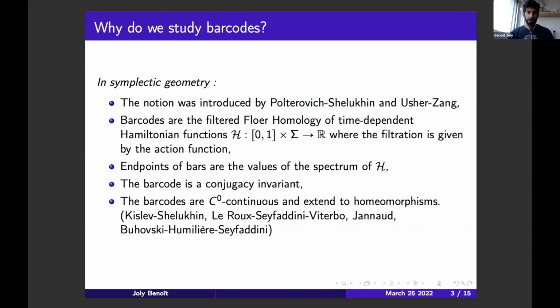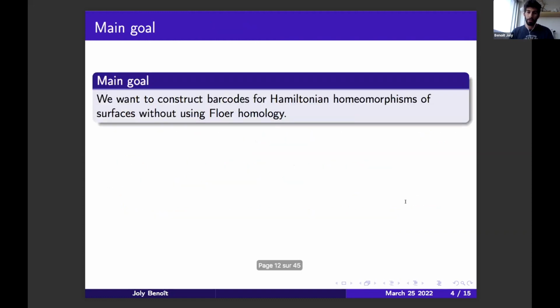And my purpose was to understand how to construct barcodes for homeomorphisms here, because with the definition by Floer homology, we can extend it to homeomorphisms by taking some limit of barcodes of diffeomorphisms. But with the limit process, we don't really understand what happens to the barcode we obtain at the limit. So my goal was to find another way to construct barcodes for Hamiltonian homeomorphisms without using Floer homology and without using at least a C2 setting, for example.